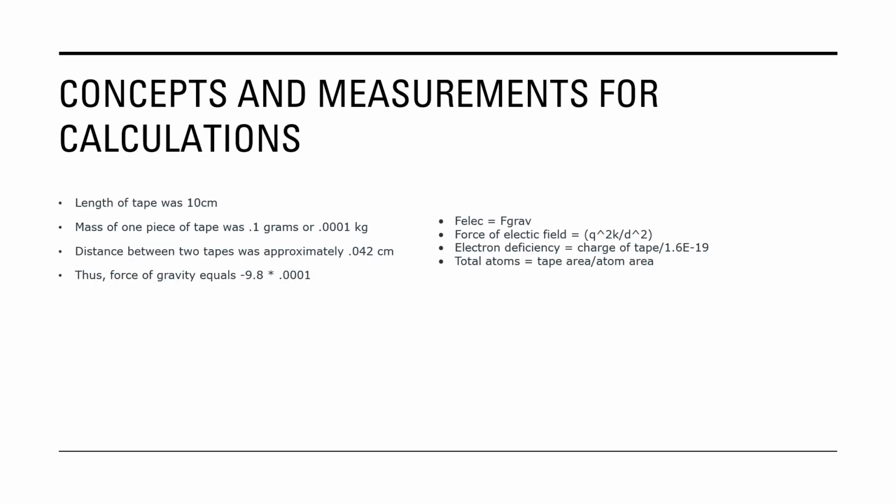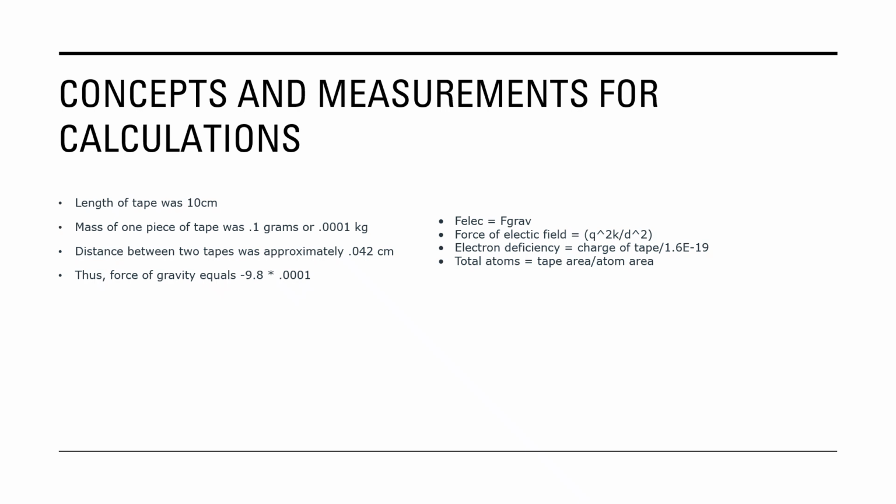In order to do this lab, we had some concepts and measurements for calculations. We measured that the length of the tape was 10 centimeters, the mass of one piece of tape was 0.1 grams or 0.0001 kilograms, and the distance between the two tapes was approximately 0.042 centimeters. Thus, the force of gravity equals negative 9.8 times 0.0001. For the calculations, the force of electricity is equal to the force of gravity because it is hovering, so the net force must be 0, and those are the only two forces we're assuming are acting on it.